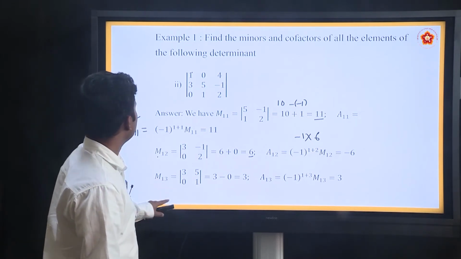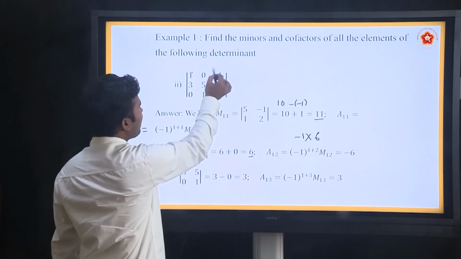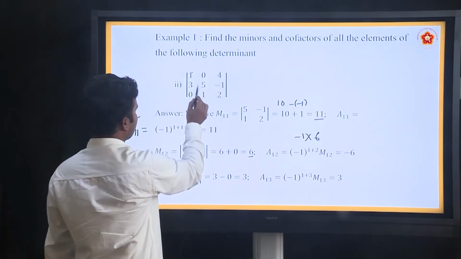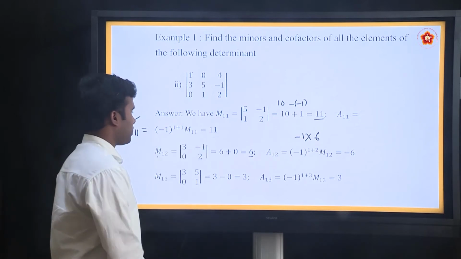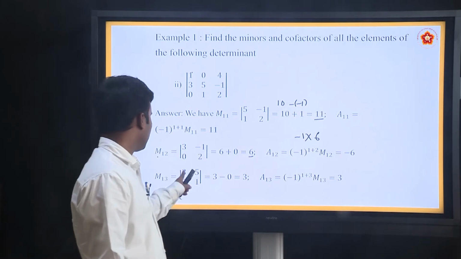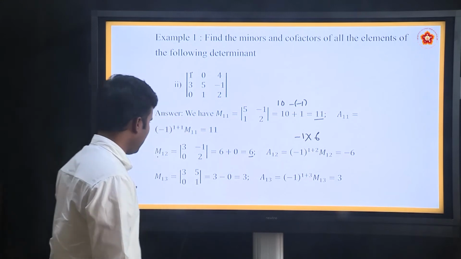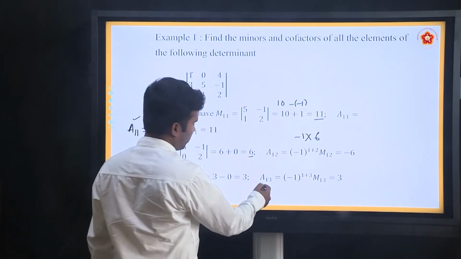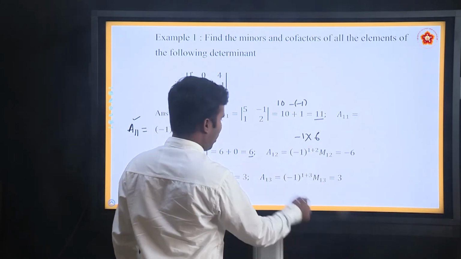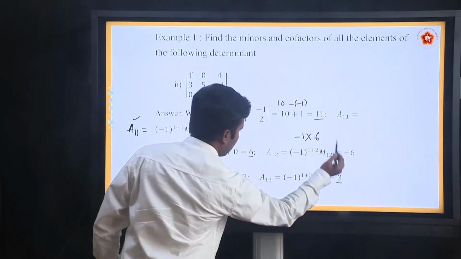And similarly, here we can find m13. What is m13? That is the minor of element a13, which is in the first row, third column. You just delete the first row and third column, and we are left with 3, 5, 0, 1. You take the determinant of those elements. You just expand it: 3 into 1 is 3 and 5 into 0 is 0. So, 3 minus 0 is 3. We can find the corresponding cofactor as a13 is equal to minus 1 to the power 1 plus 3 into m13, or you can directly write a13 is equal to m13 as we did before. So, which is 3.